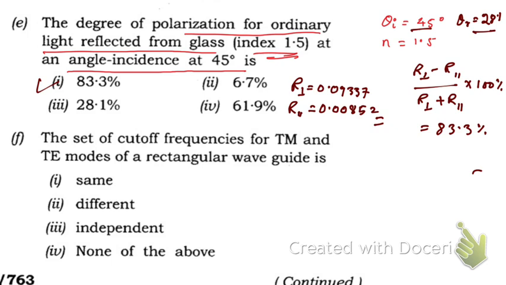So hope you have understood this. Now the next question is: set up cutoff frequencies for TM and TE modes of a rectangular waveguide. So that should be different. Okay, this is the correct option. So these are the MCQ questions, and the remaining questions will be solved in the next video.